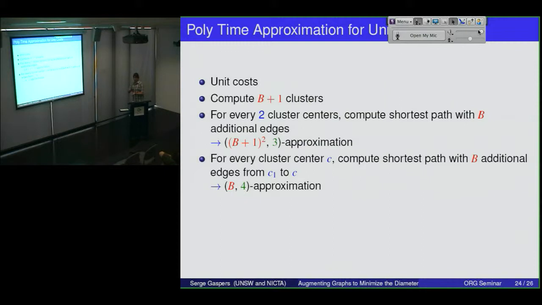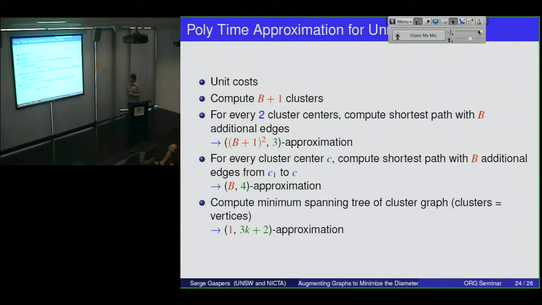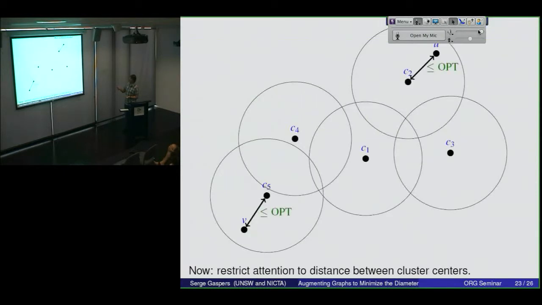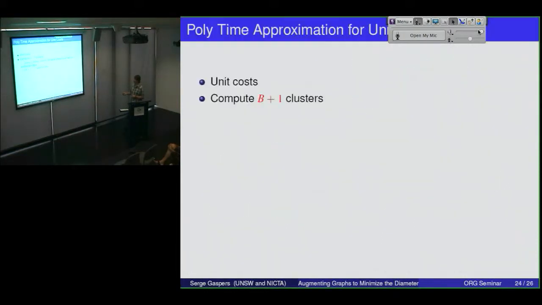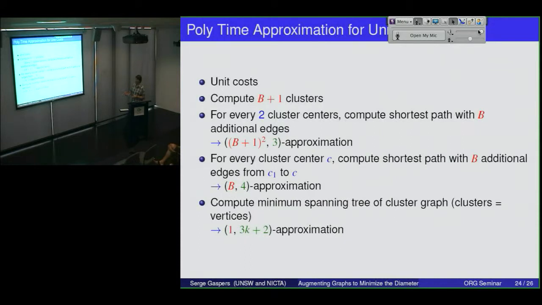We could also look at the single source version and compute the shortest path from C1 to every other cluster center, and each such shortest path would use b additional arcs at most. Then we get the B,4 approximation in polynomial time. Or you could compute something like a spanning tree of the cluster graph, where each cluster represents one vertex, and then you want to connect the clusters. So in this picture, they are already connected, but they might not be. So you want to connect them with a minimum size spanning tree between the clusters. And then you get a 1.3k plus 2 approximation.